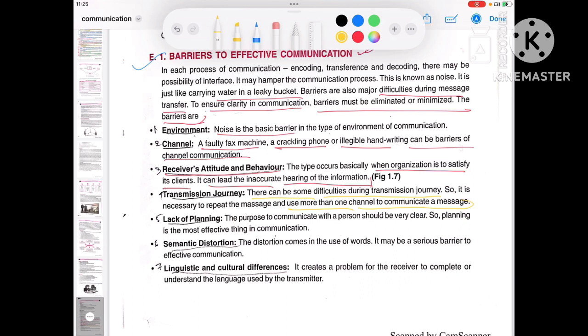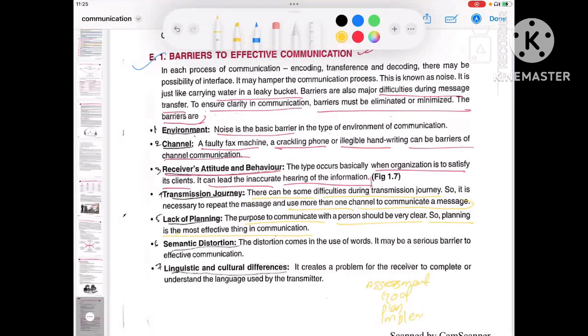Next one is the lack of planning. Lack of planning means that the purpose to communicate with the person should be very clear. So planning is the most effective thing in communication. Obviously, you have already studied assessment, then goal, planning, and implementation.